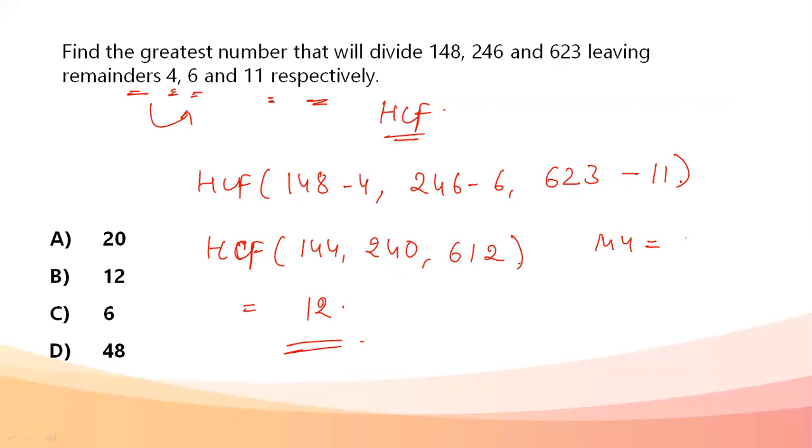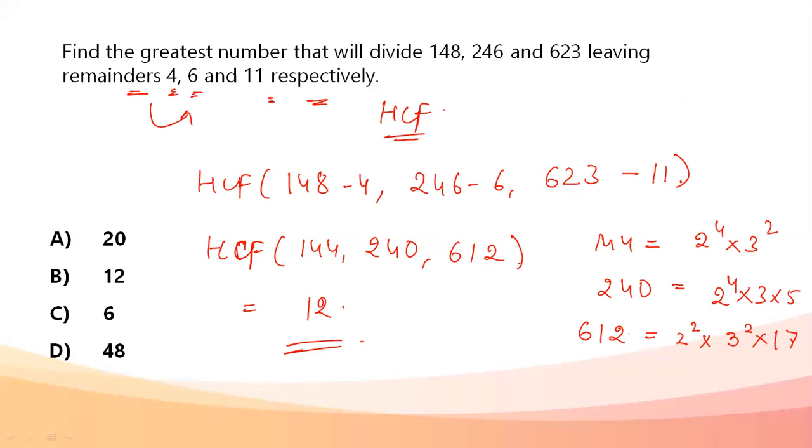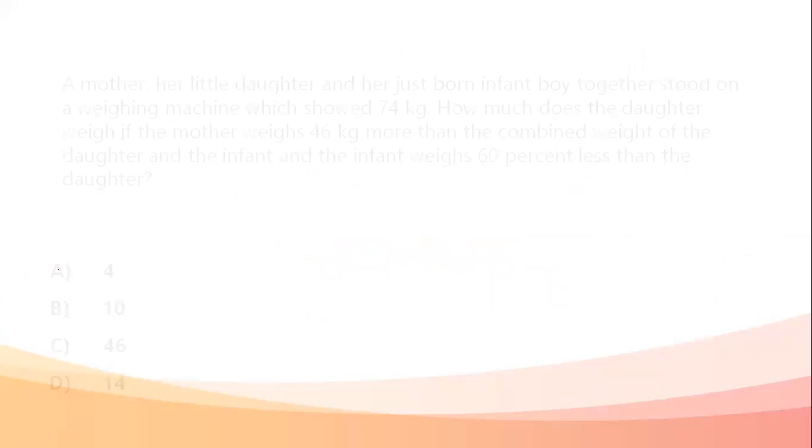144, we can do the prime factorization. It is 2 power 4 into 3 power 2. Now 240, if we do the prime factorization, it is 20 into 12. Again, I can split that as 2 power 4 into 3 into 5. 612 can be done as 2 power 2 into 3 power 2 into 17. Okay, common 2 square, and HCF we know already. HCF is taking each variable that is common to the lowest power. So this becomes 2 power 2 into 3. My HCF comes out to be 12. Answer is B, 12. Next question.